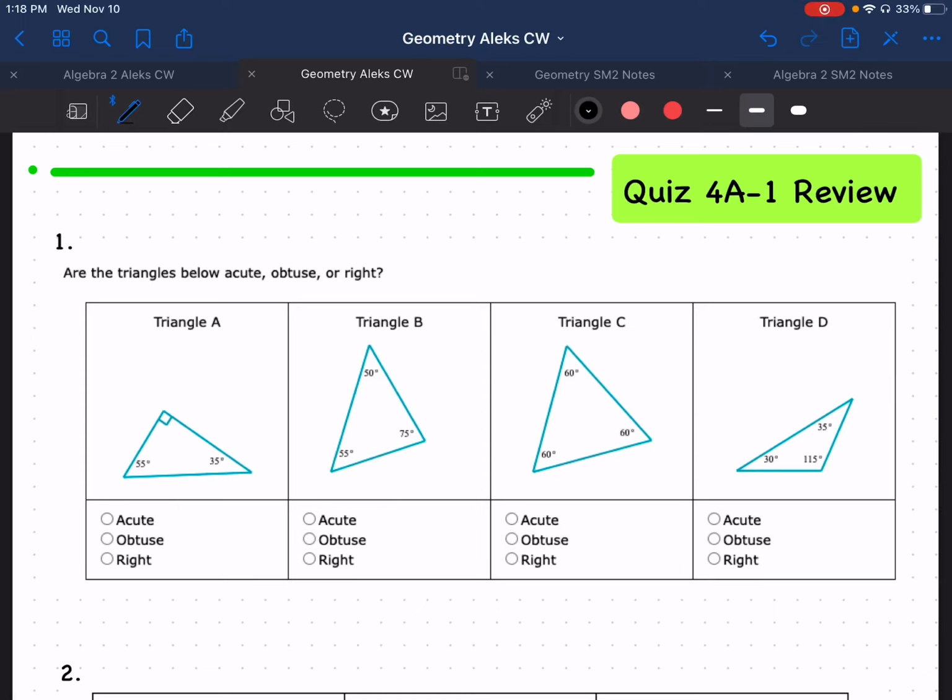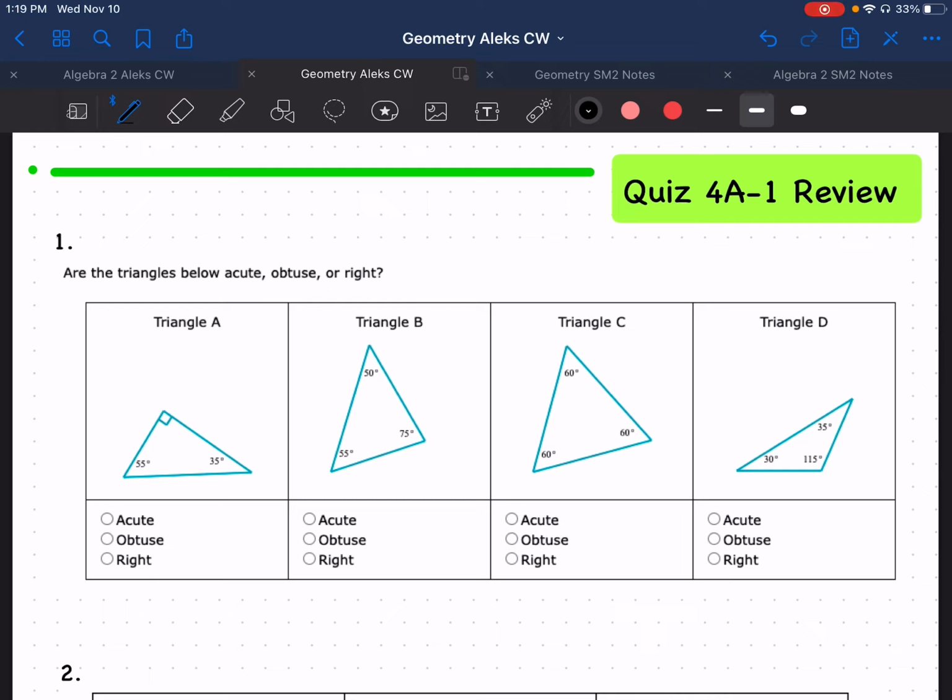Today's lesson is the review for your first quiz from Unit 4A. The first question on the quiz today is going to ask you to classify the triangles as acute, obtuse, or right. It will be matching, but I'm just going to go ahead and use this as a review.